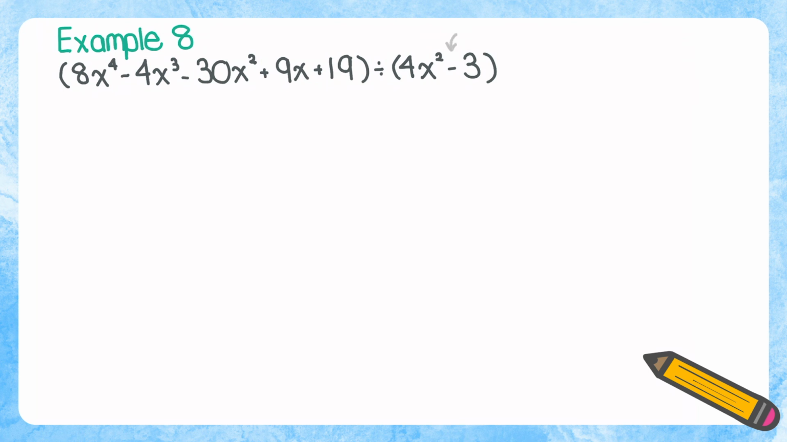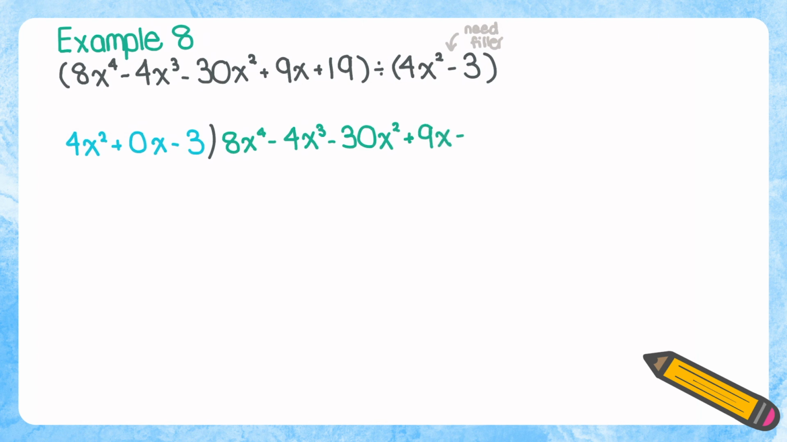So notice here that we now actually have a missing term in the divisor, so we'll be needing a filler. So I'm going to start by writing the divisor out because I don't know how much space I need. But remember to include the filler: 4x squared plus 0x minus 3. Then again on the inside, we write the dividend. Sometimes you'll need a filler for the dividend, sometimes you'll need it for the divisor, sometimes you just won't need it. So make sure before you start any problem to check whether you need fillers or not.